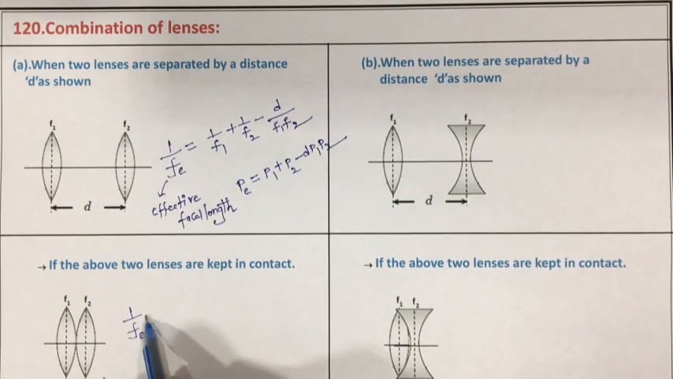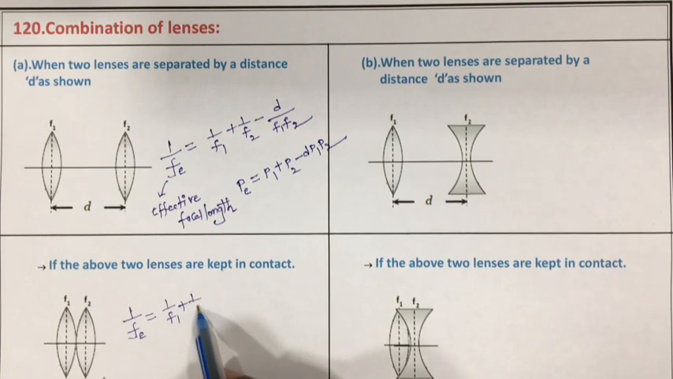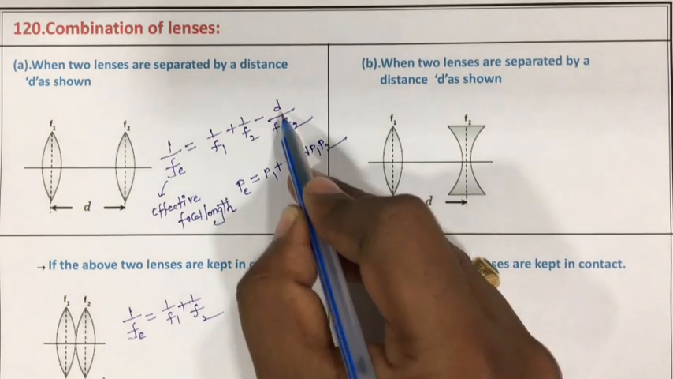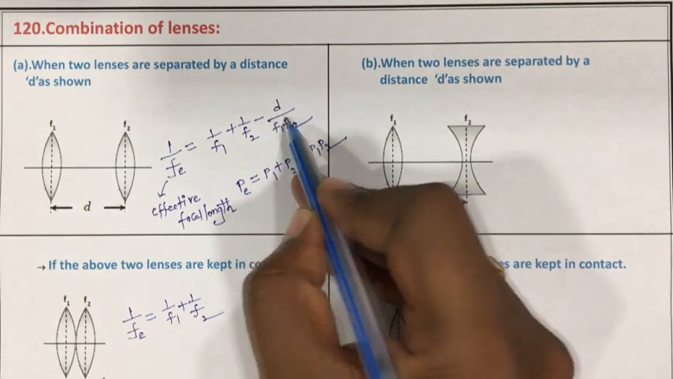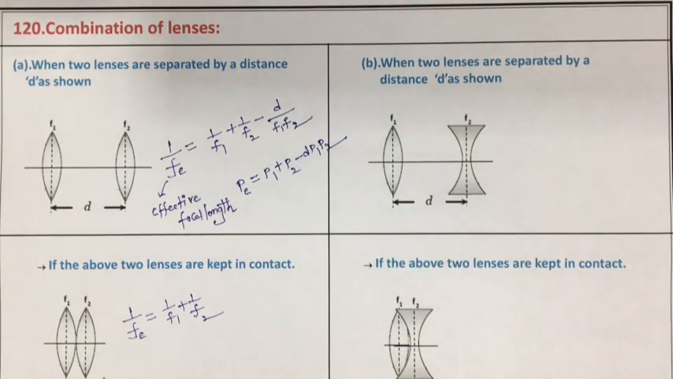1/Fe is equal to 1/f1 plus 1/f2. In the place of D, 0 upon something is 0. Next, power. So this is one formula. Effective power is equal to 1/f1 P1 plus 1/f2 P2.